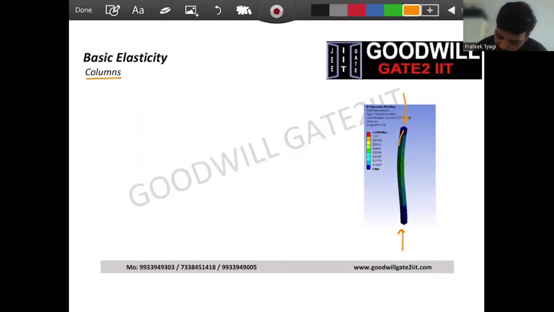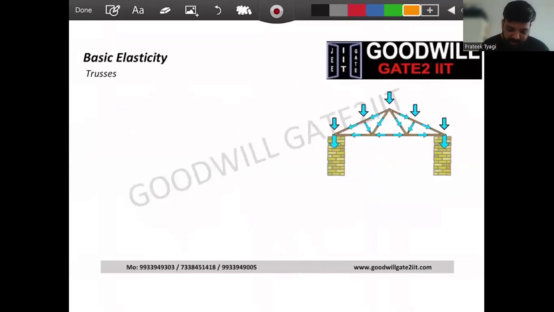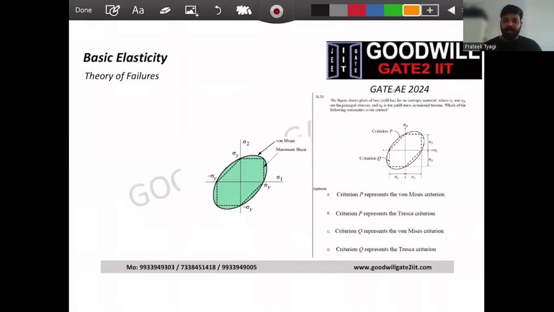Unit 4 is columns, in which you will apply the compressive load to the system, and your system will try to buckle. This was the mean position and it buckles. This is also one unit we need to study. Then we need to study trusses, which is altogether a very simple topic, but I've kept it separately because they are asking this in your exams continuously. Then combining all this, you have theory of failures, in which you will be studying 5 theories completely.